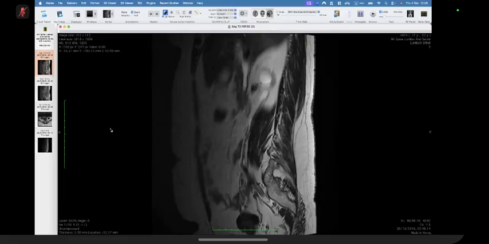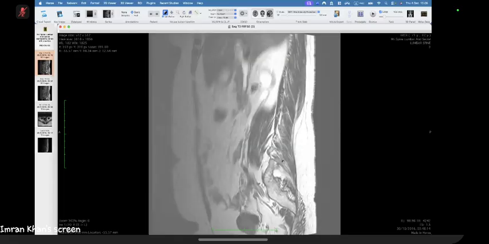Okay. So this is a 62-year-old patient who's come in with back pain. There are scout images and three sequences: sagittal T2, sagittal T1, and axial T2.